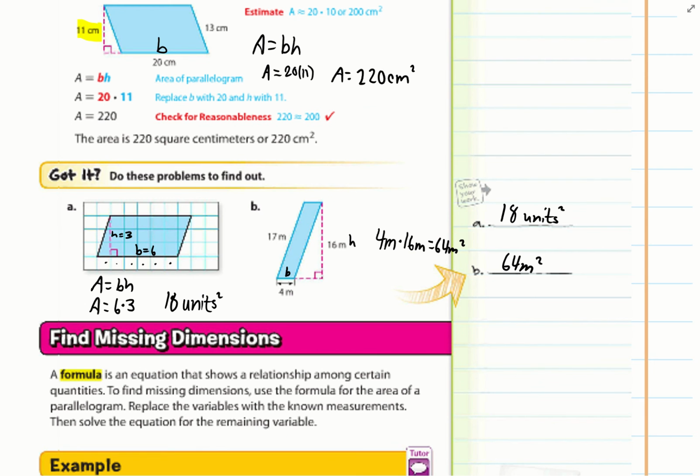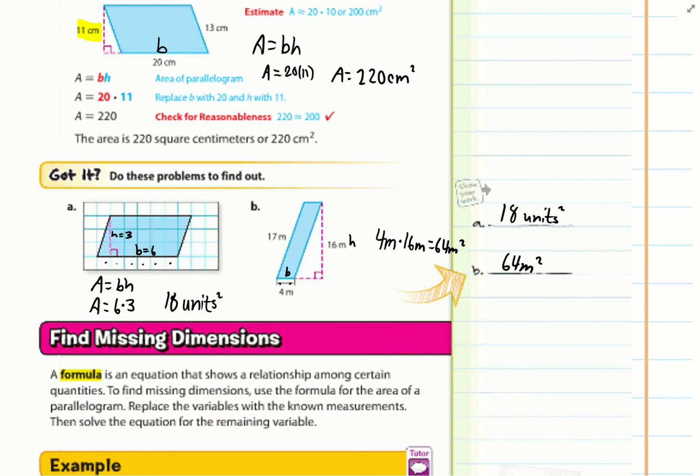Okay, so first thing I did in A is labeled the base and the height. Base is 6, height is 3. So 6 times 3, I'm going to get 18 units squared as my area. For B, I have 4 as my base. My height is 16, because that's how tall it is. And so it's going to be 16 times 4, or 4 meters times 16 meters equals 64 meters squared.